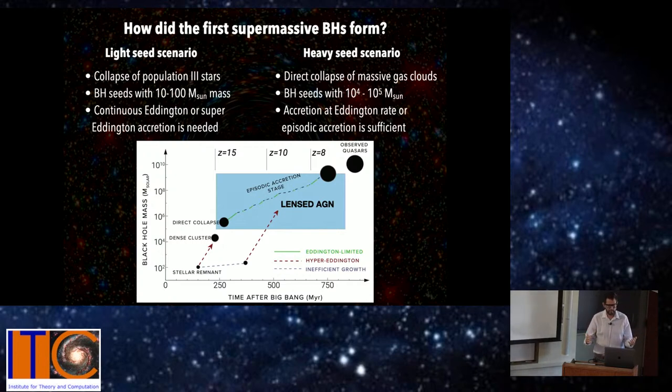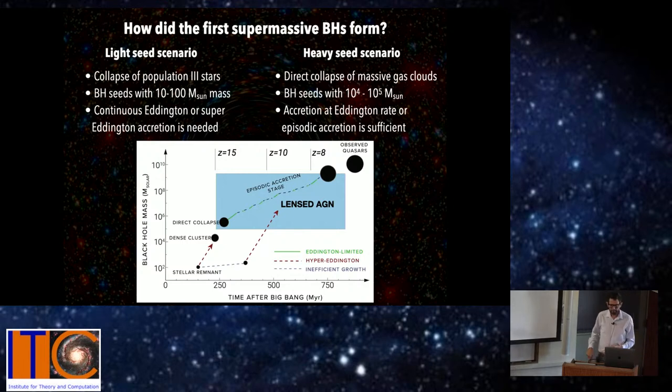They are expected to result in 10 to 200 solar mass black holes. So there used to be a stick here, and there's still a stick, so they are right here, down there. In order to go from these low stellar masses, from 10 to 100 solar masses, all the way to the observed quasars, or the AGN that I'm going to tell you about, which is roughly here, you need continuous Eddington accretion, or actually super-Eddington accretion, which is not very easy. In fact, it's very difficult.